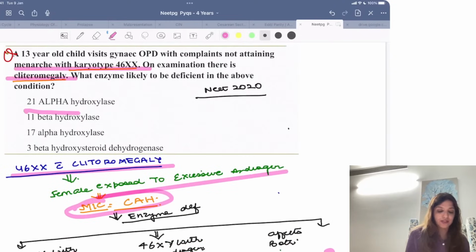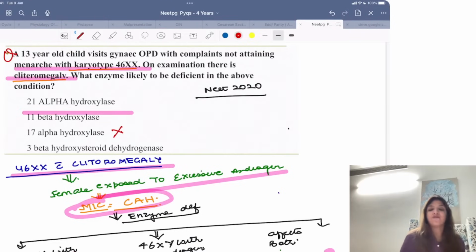So over here the answer is going to be 21 alpha hydroxylase. Please remember, 17 alpha hydroxylase leads to problem in 46XY karyotype. 3 beta can lead to problem in both. 11 beta leads to problem in 46XX, but it is less common than 21 alpha hydroxylase.